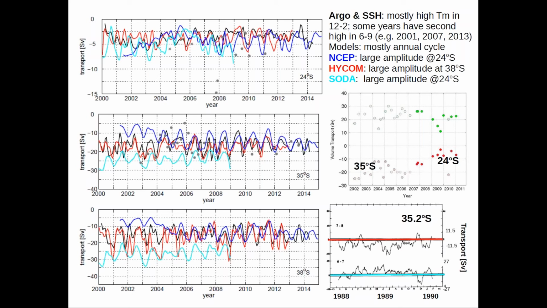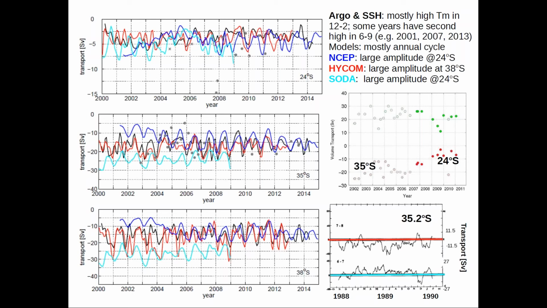Then NCEP has a relatively large amplitude at 24 south, and HYCOM has a relatively large amplitude at 38 south, where the confluence is. SODA again also has a large amplitude at 24 south. And the other thing I notice is with NCEP, you do see a change in the first couple of years where it starts off quite far away from the Argo and SSH. And then it starts matching pretty well, starting in about 2004.